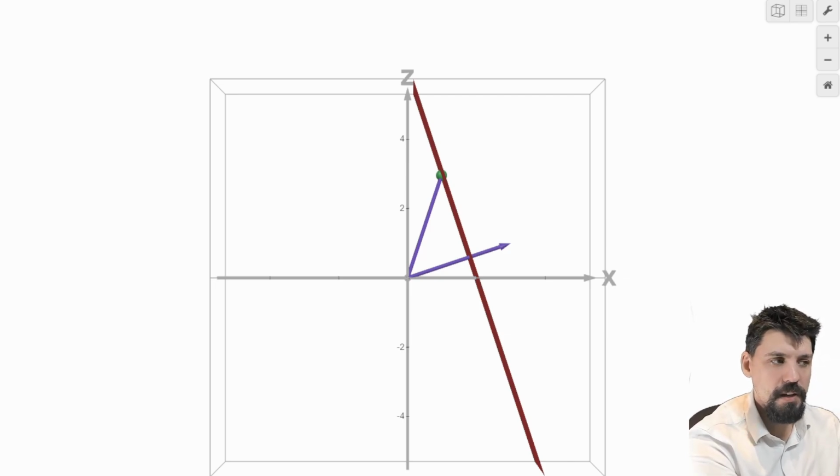So this is what's happening. When you see my next sketch, this is what we've done. We're just looking with the y-axis straight on.